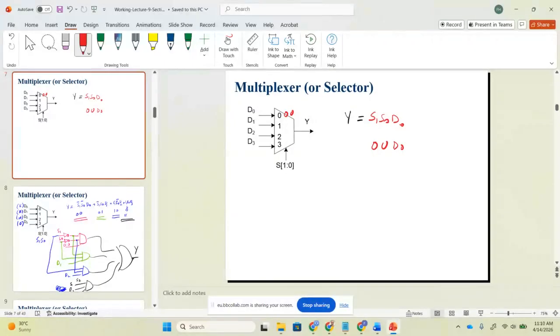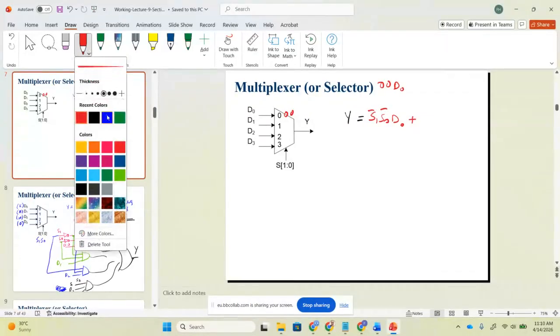Where should I put bar? Can anyone tell me? Help me. Where should I put bar? I'm not getting any answer. So this is actually 0 and 0. So S1 is 0 and S0 is 0, and D0 is 1. Where should I put bar, on S1 and S0? Yes, very good. S1 bar and S0 bar.